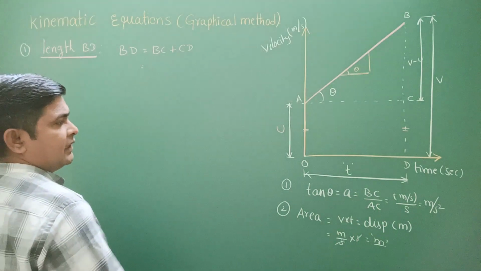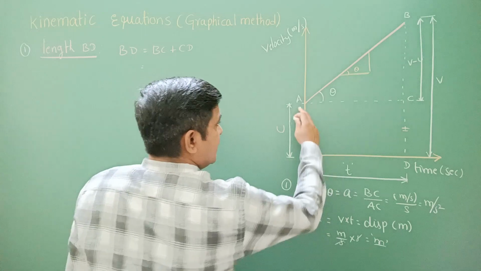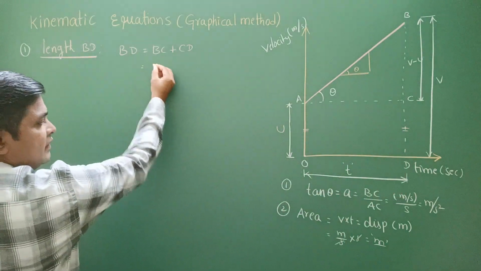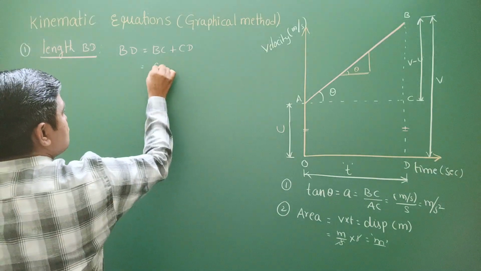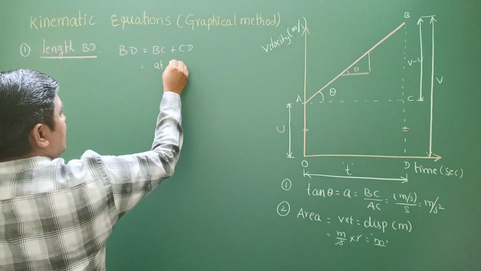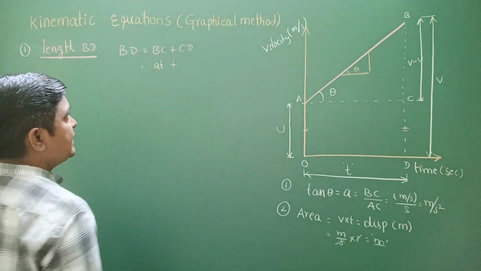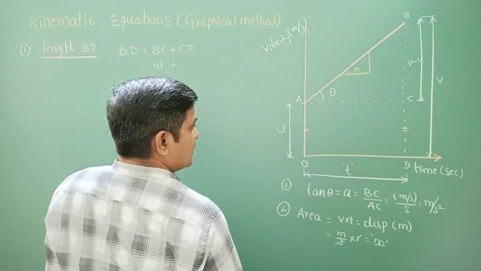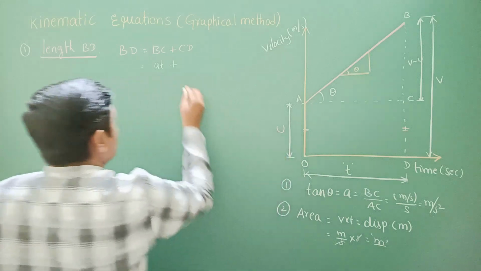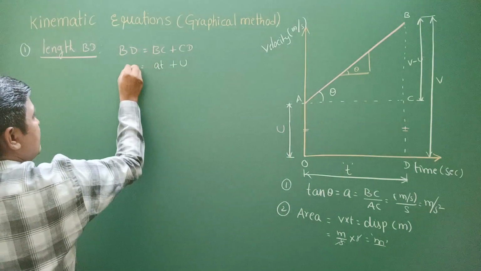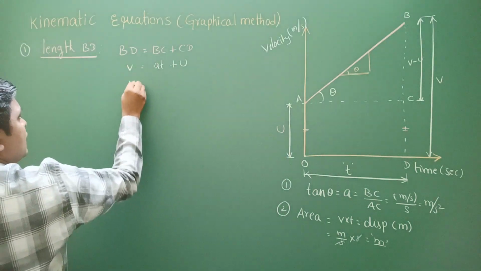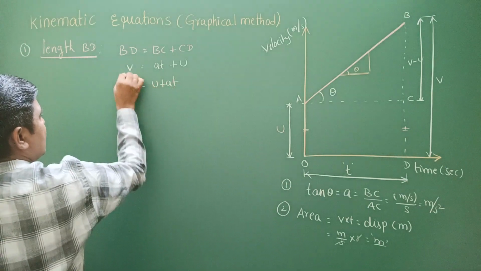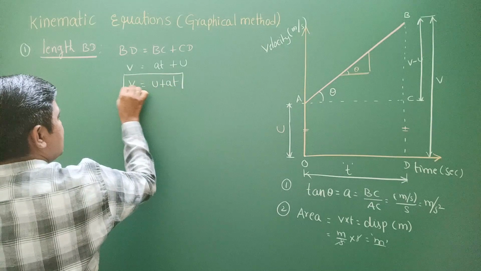Into AC. AC is nothing but what? AC equals T. Then now you can write BC. BC value equals AT, plus CD value equals CD. That CD value equals what? U. So what is the BD value? V. Now what you got? V equals U plus AT. Okay, we got the first kinematic equation.